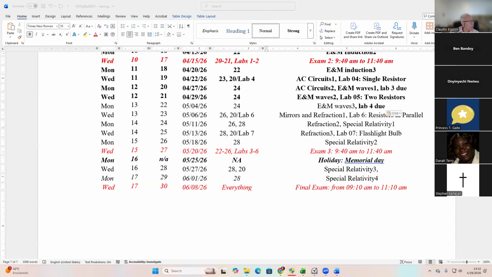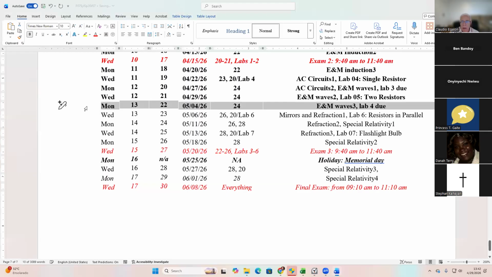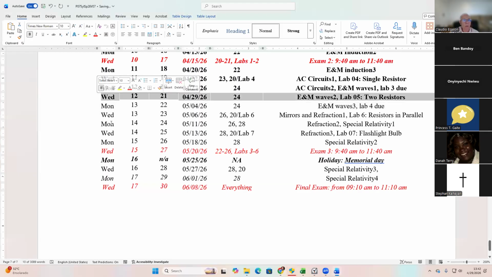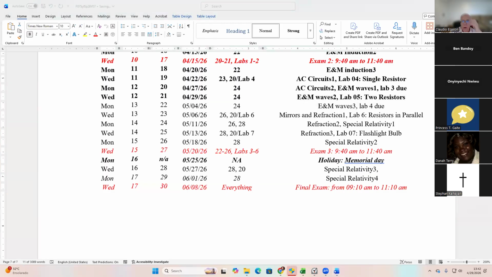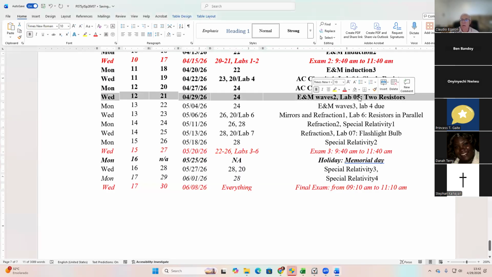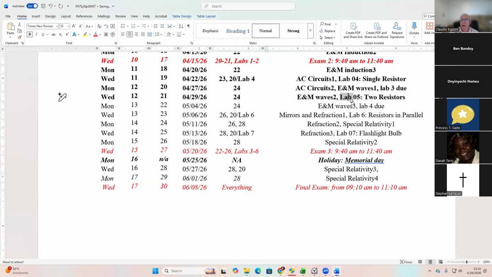I'll change that in Canvas. Okay, so we are writing here the 29th of April. We're going to continue on electromagnetic waves, first hour, and then we do lab 5, which is two resistors. And it's very important that you do all the plotting, all the graphing, while we are reproducing it here, so you don't get confused when you try to work on your own later on.